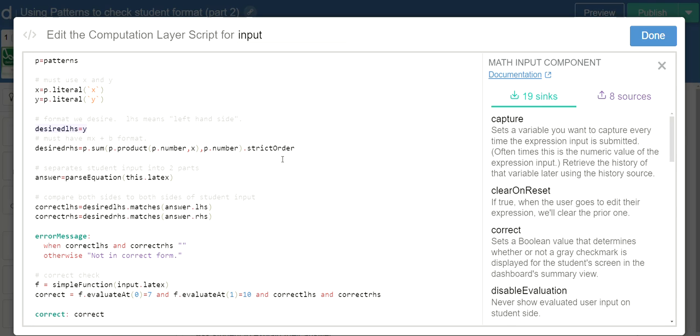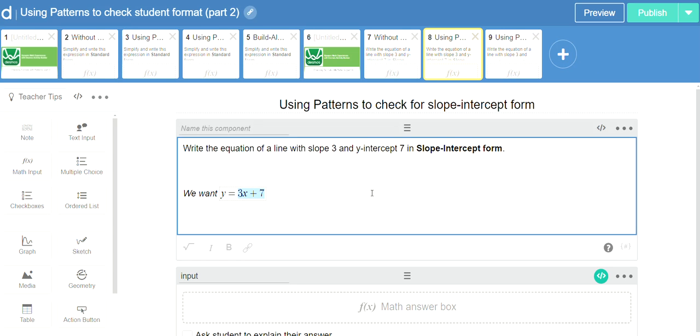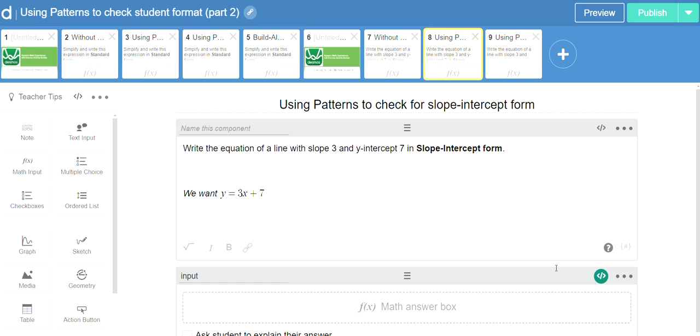Then let's think about the right-hand side. What do we want this to look like? We want the right-hand side to look like 3x plus 7. The right-hand side of this is a sum of 2 terms. So we're going to be using sum again. The first term is 3x. So that first term is made up of a product of an integer and a variable. The second term in our sum is made up of just an integer, similar to what we saw before.